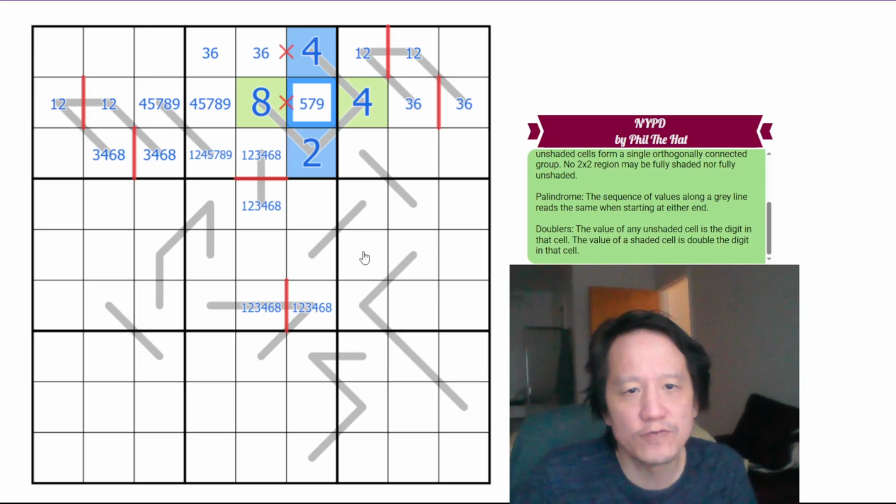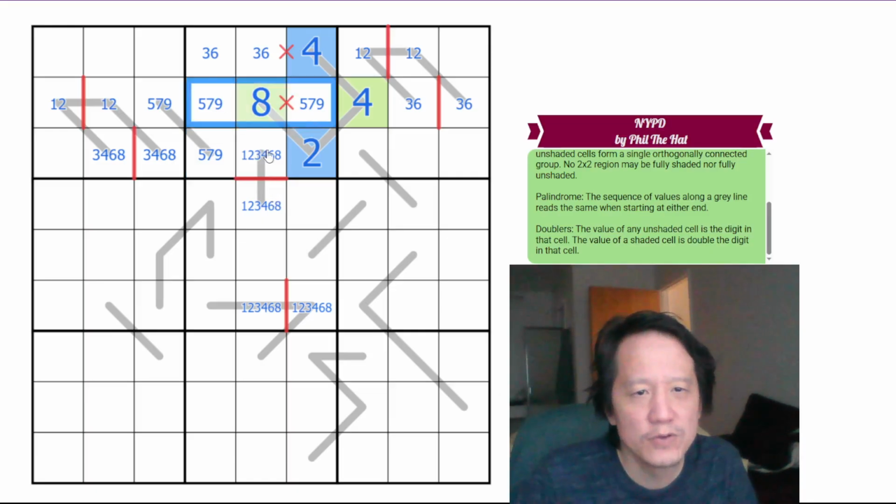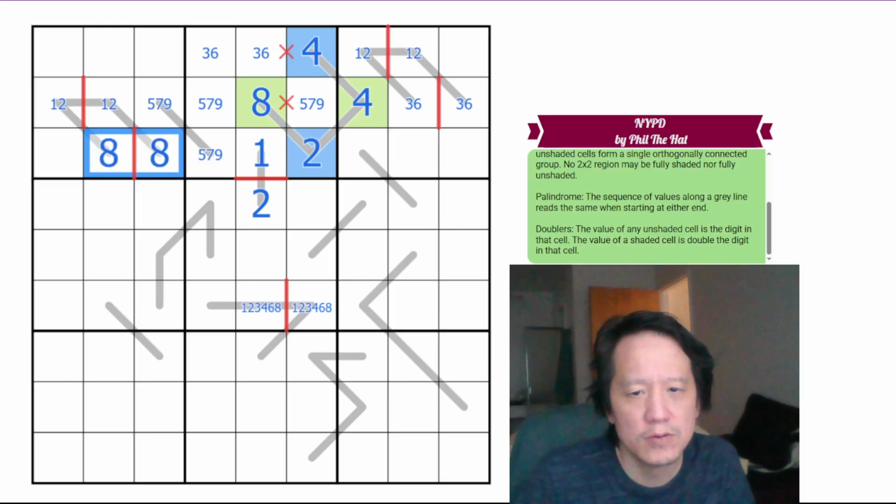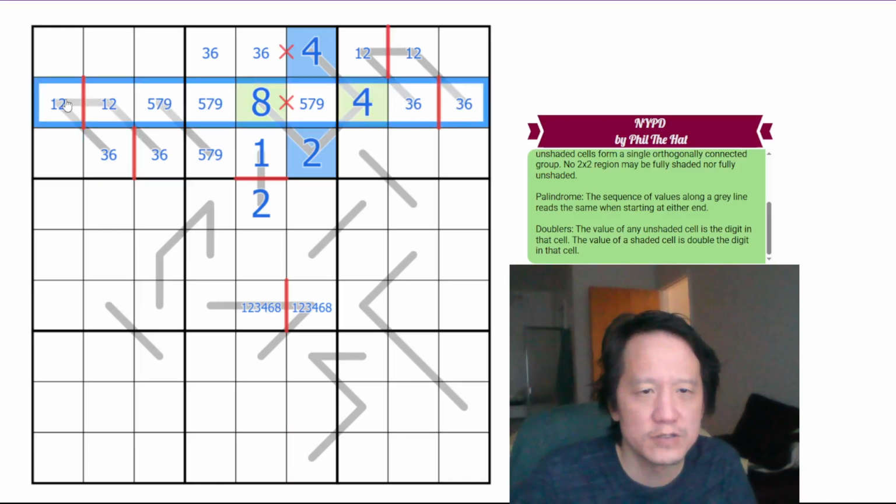This can't be 1 or 4. No 4, no 4, no 8. This has to be 5, 7, 9. So this must be a 1, which makes this 2. Interesting. So this would have to be a 3, 6 pair here, because it couldn't be 3 or 8. Sorry, it could be 4 or 8.